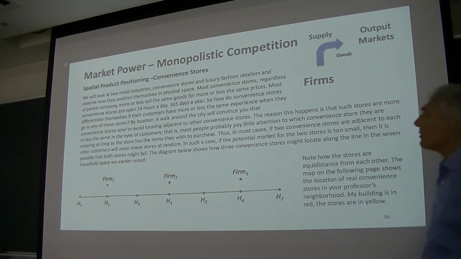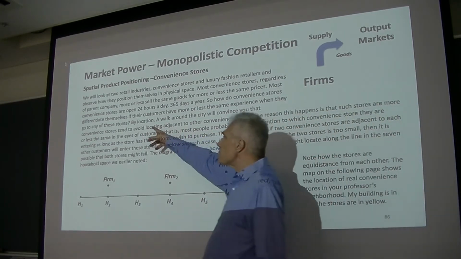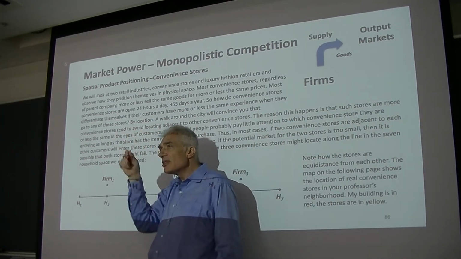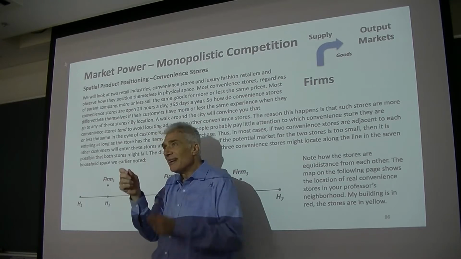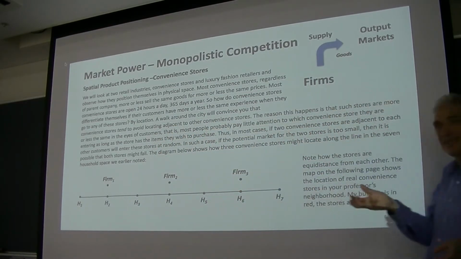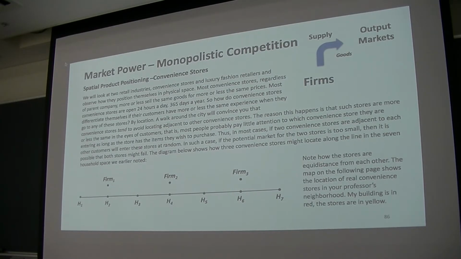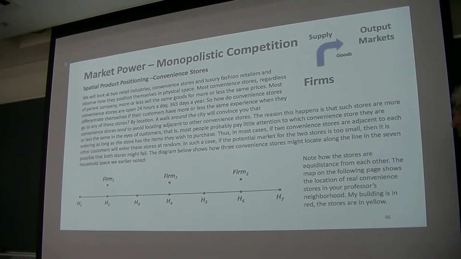Well, how do they differentiate themselves if the customers have more or less the same experience? Well, what's the differentiation? It's location. They may have little differences. They may try to sell a little bit different thing, or they have their point system and all that silly stuff. But it's how many people go.